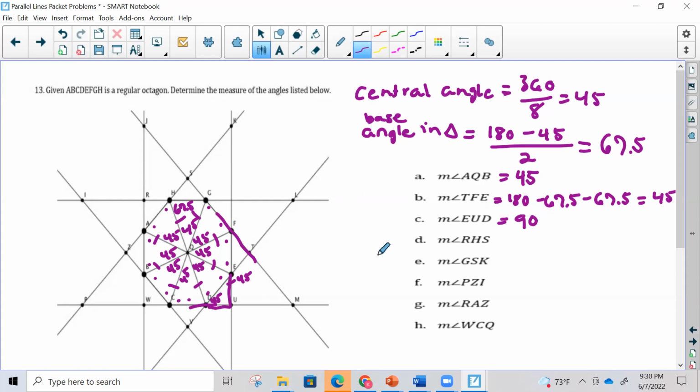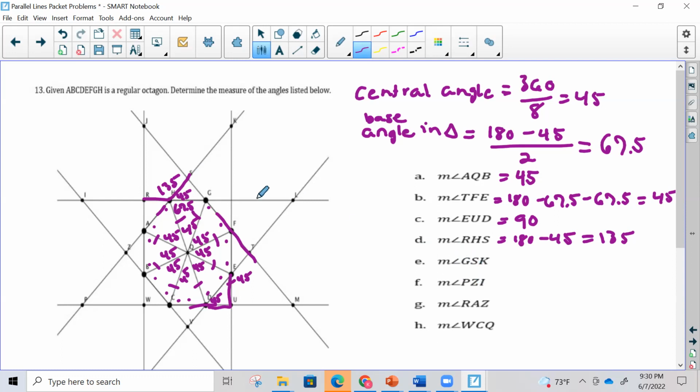So then we have RHS. Okay, so RHS is this angle here. Okay, so again, this outside angle is again 45, because this is 67.5 and that's 67.5, and we have that straight angle. So to find this angle, we could do 180 minus that 45, which gives me 135. So this is 135.